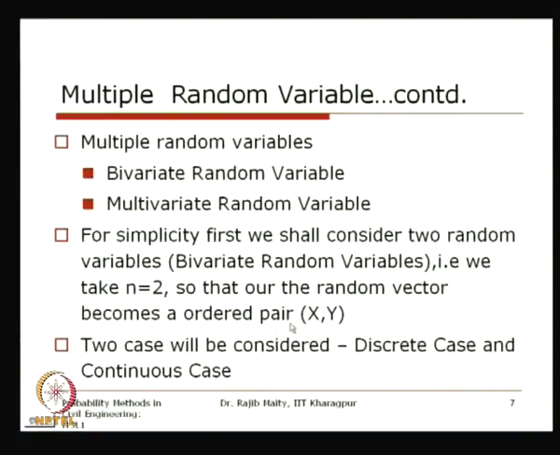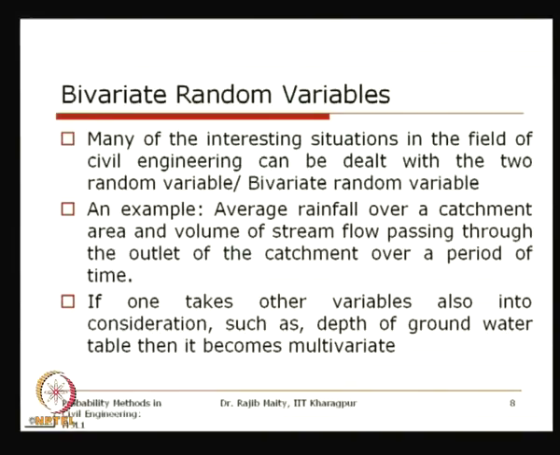Now, when we are talking about this bivariate random variable, we will discuss two different cases, the discrete case and the continuous case. The discrete case can take only specific values, and the continuous case can take any value over the entire support of the random variable. Many interesting situations in the field of civil engineering can be dealt with two random variables. So, these are bivariate random variable cases.